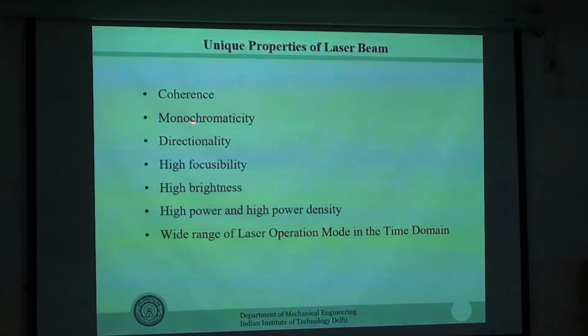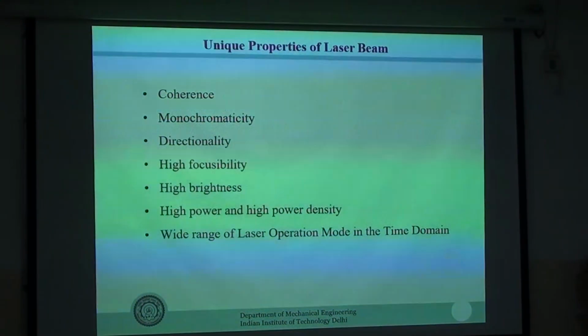Also, the second property is monochromaticity. That means this will have almost a single wavelength. If I say a 1064 nanometer laser beam, practically it will be 1064 plus or minus 10 nanometer or so. This is again very important, because when you are talking about any material processing, whether it's cutting or welding, how much laser will get absorbed in that particular material depends on the wavelength of that particular source.